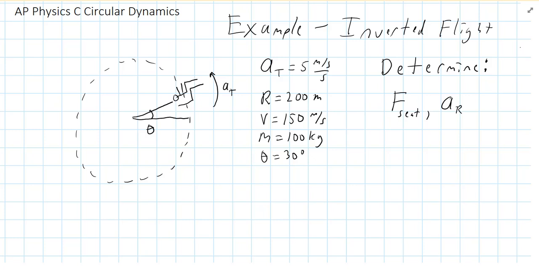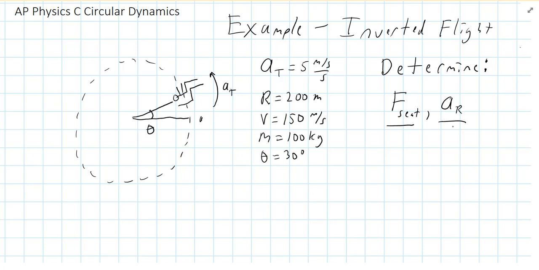Here is the moment when the fighter jet was going straight up, and she's gone past that point, and now she's starting to go upside down. We're going to determine two things: the force that the seat exerts on her, and in order to do that, we're also going to need to figure out the radial acceleration. If you need a moment to pause the video and copy all of the information down, now would be a great time.